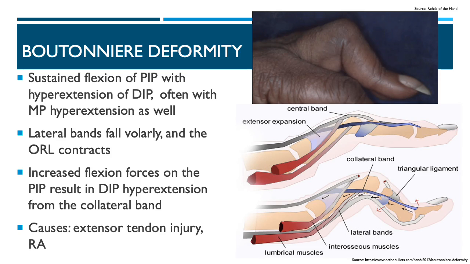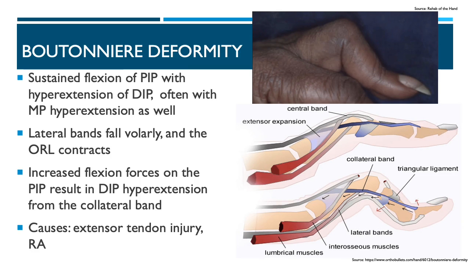What happens in a boutonniere injury is that the lateral bands fall volarly. So the lateral bands, instead of staying on the dorsal aspect, slip and become PIP flexors. But they're still attached to the dorsum of the DIP. So while they're flexing the PIP, they start to extend the DIP.